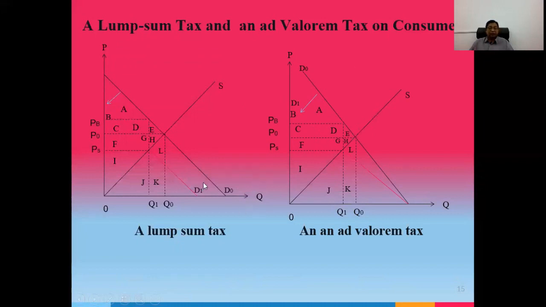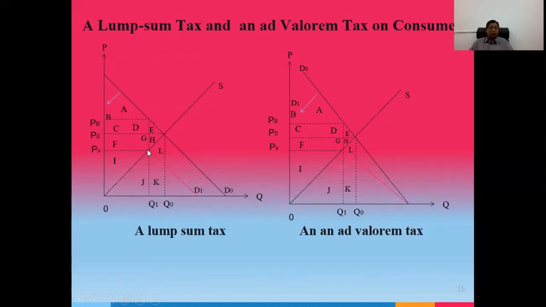Initial demand curve is given by D0, supply curve is given by S. Initial equilibrium occurs at this point, the intersection point of demand and supply. Then equilibrium price is P0, equilibrium quantity is Q0. When the government imposes a lump sum tax on consumers, the demand curve shifts downward from D0 to D1, as given in the red straight line demand curve.